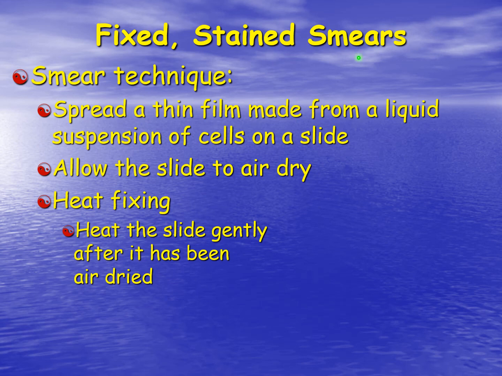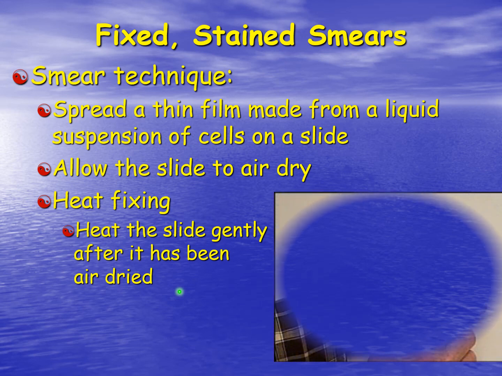Fixed stains or smears. The smear technique is we're going to spread a very thin film made either from the liquid suspension of a cell on a slide. We're going to allow the cell to air dry or heat dry, and then we have to affix the cells to the slide. We primarily will use heat fixing, which means that we heat the slide gently after it's been air dried, or you can use chemical fixatives.